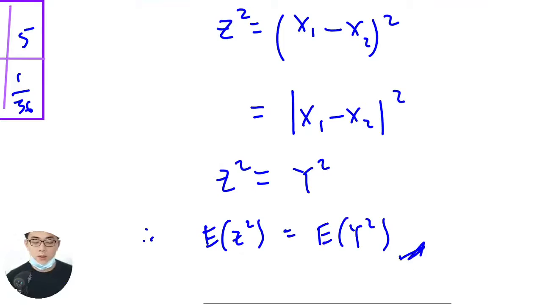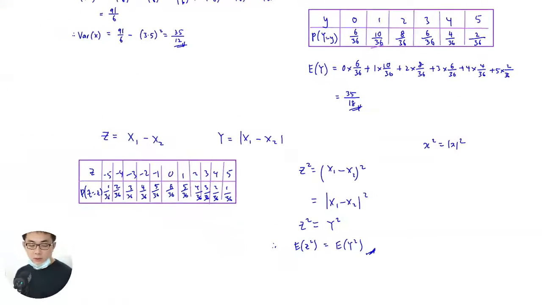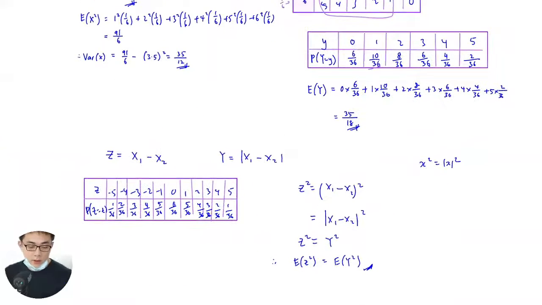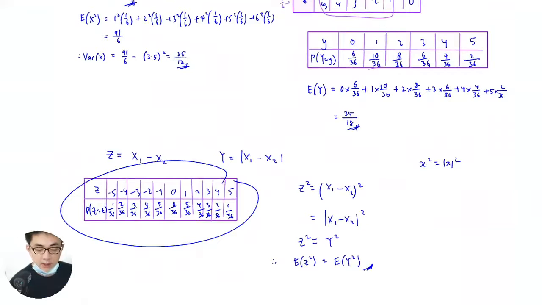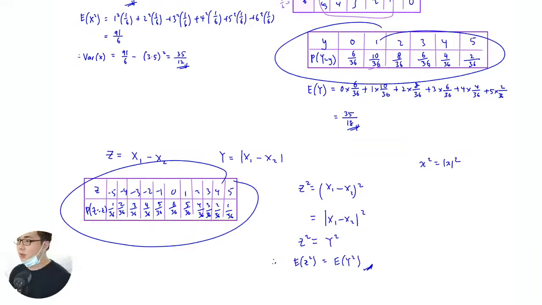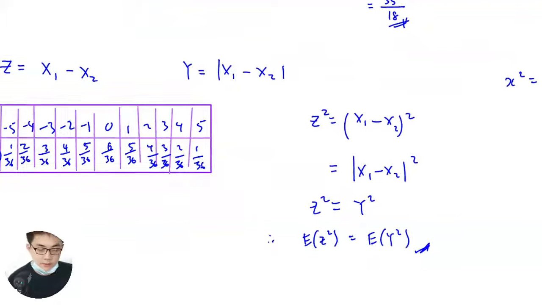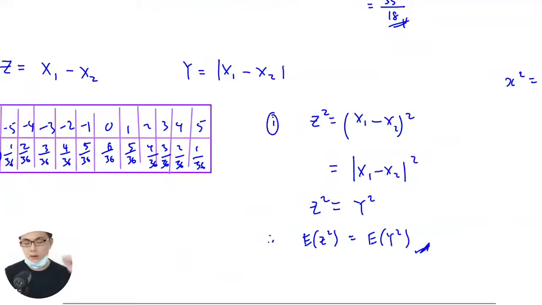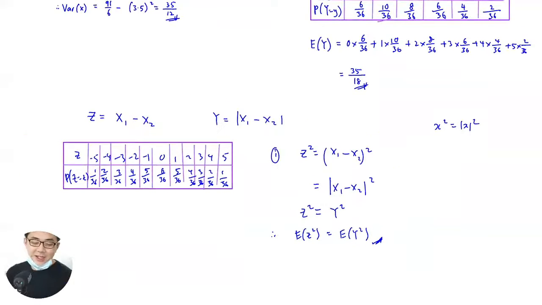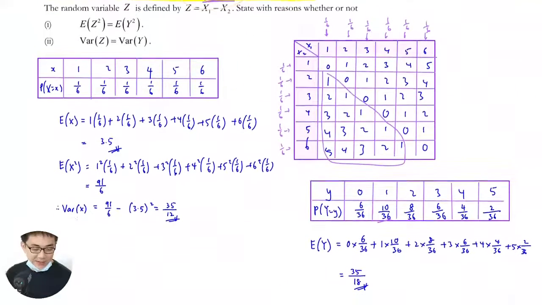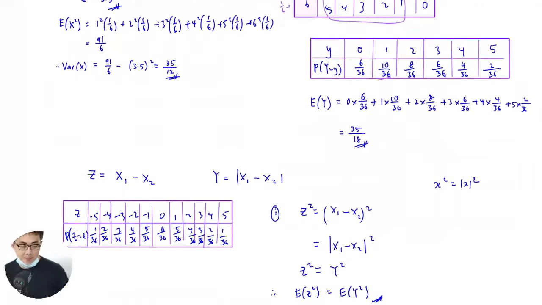This one is very straightforward, because if you square this and this, they will have exactly the same probability distribution table. So this is the first part. Actually, you can just write it like that. It's just algebra. And part 2: is variance Z and variance Y the same?